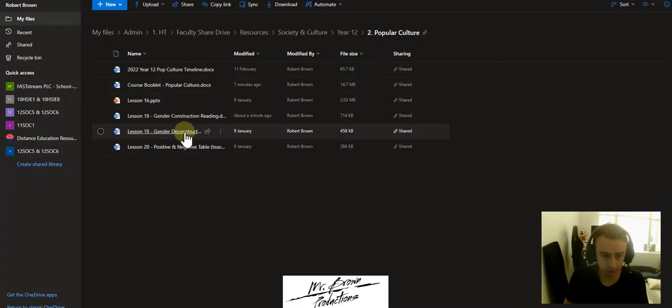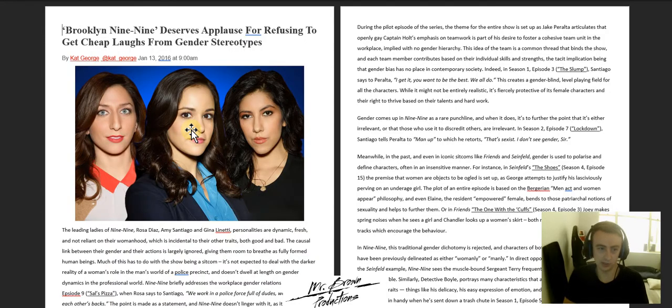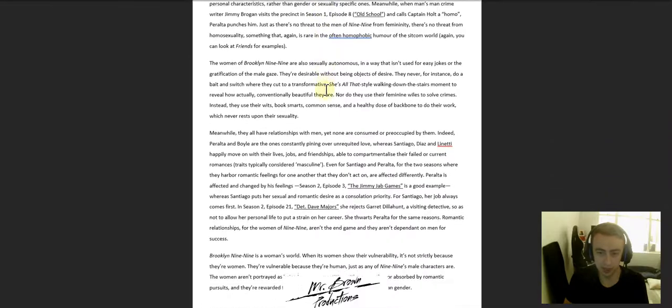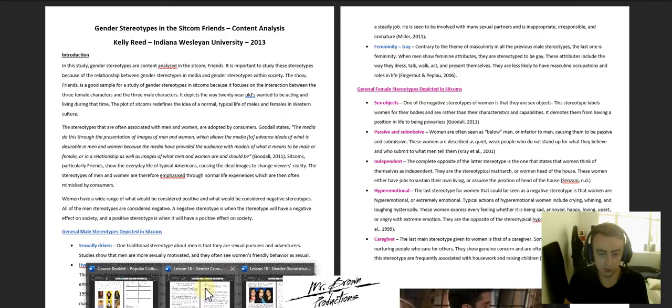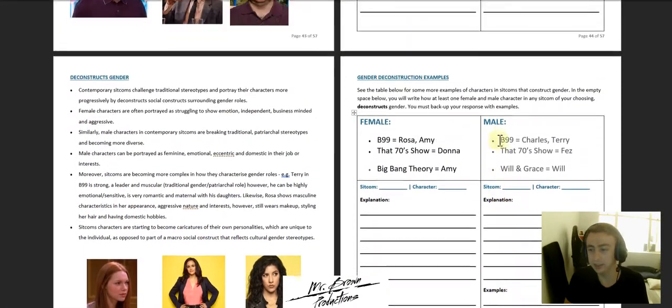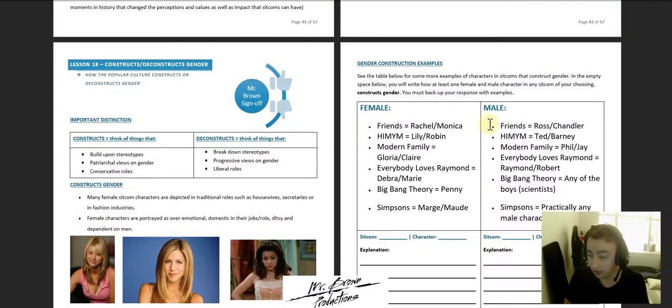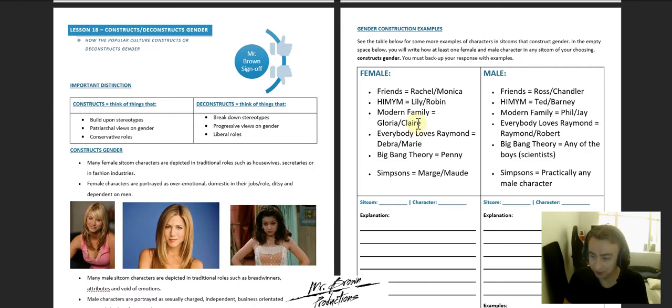And then the second one is on gender deconstruction, which is an article examining Brooklyn Nine-Nine and how they have deconstructed stereotypes. Now they do refer to older stereotypes as well, which is good. So you can see that element of continuity and change over time. They're referring to Friends and Seinfeld, and then they're looking at Brooklyn Nine-Nine, where they're deconstructing gender, and they give you some hardcore examples there as well. So the idea is that you can use these examples again to reference in any 5 or 15 marker questions you may potentially get in the future.